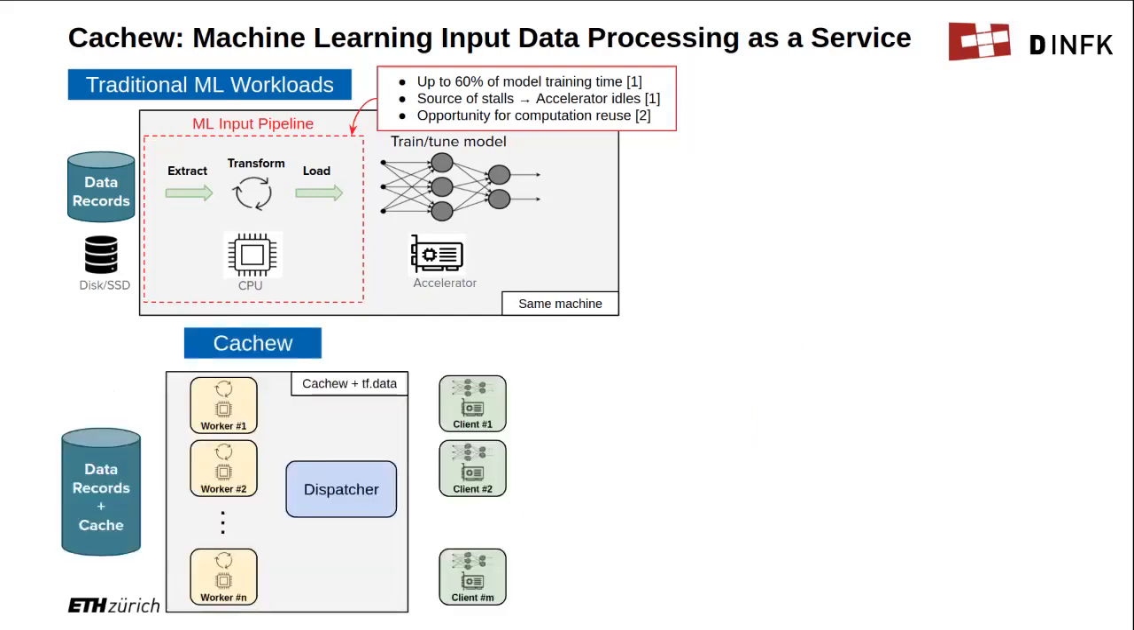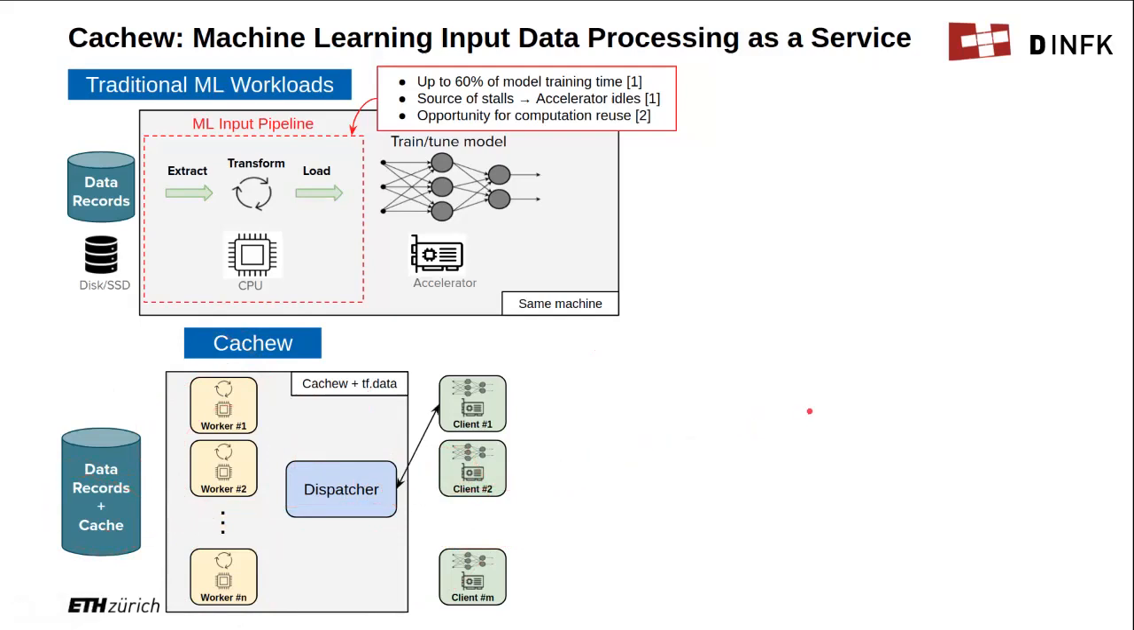Our proposed solution for this issue is Cashew. Cashew consists of a set of dynamically allocated workers and a dispatcher which liaises between the clients and the workers. We also augment the storage layer with the cache. Now, how does this work?